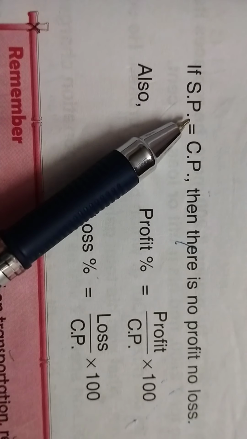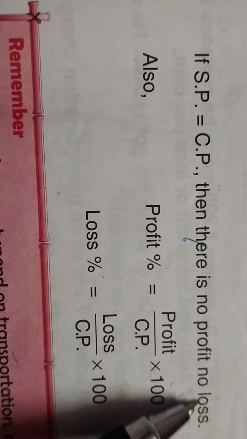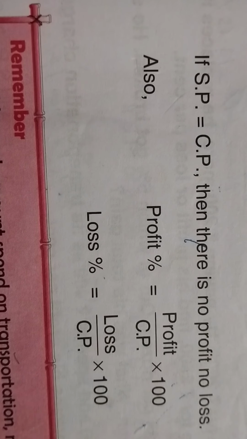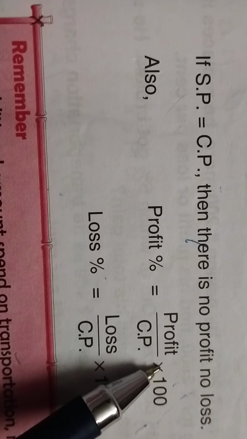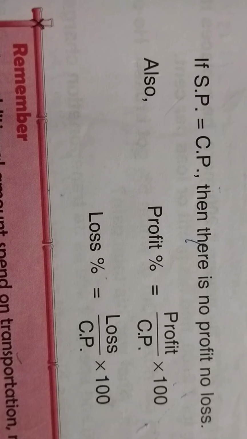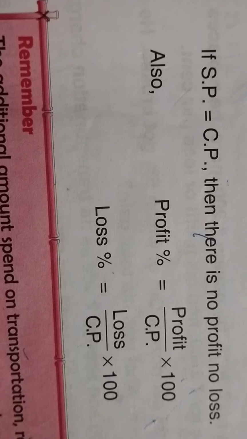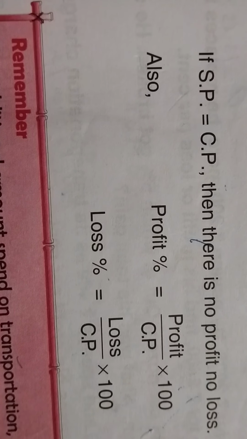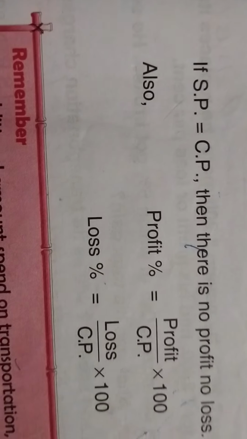And if cost price is equal to selling price, then there is no profit or loss. Means suppose we purchased anything for rupees 100 and we sold that thing at the cost of rupees 100. It means we have no profit, no loss. Clear? Okay, now we will start our worksheet 2.